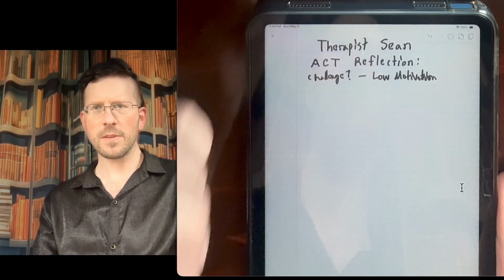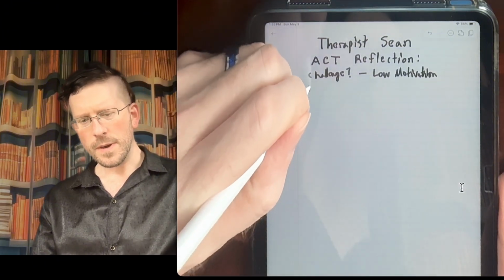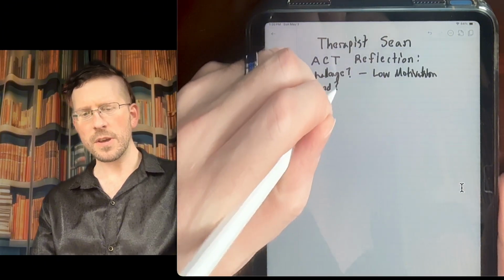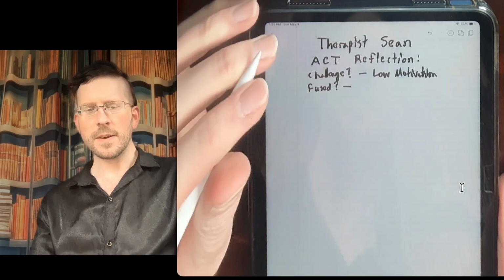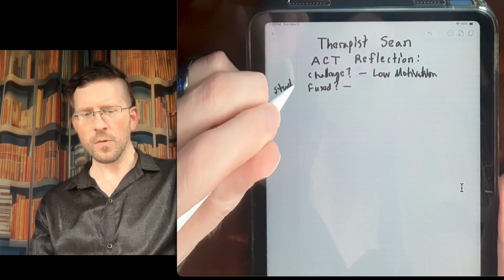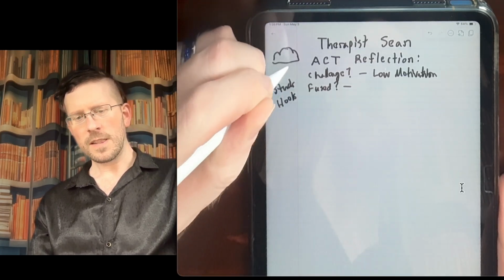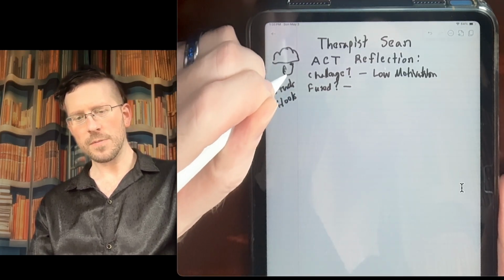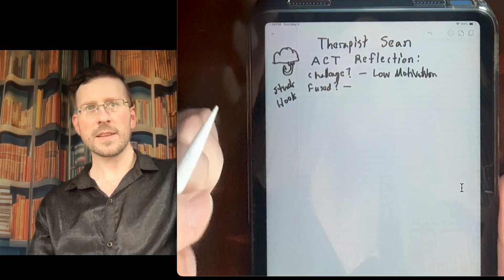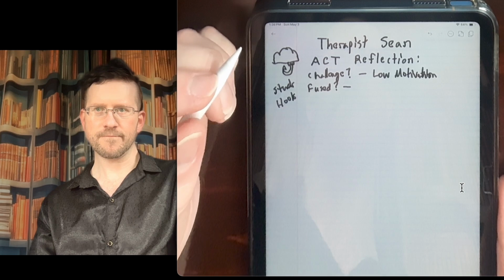You can come up with whatever situation you want on here. And then I'd have you think about how you get fused. In ACT, the fusion would be, how do you get stuck in the thought? Or what thoughts hook you? I often draw a cloud, like the cloud with a hook metaphor. I use this a lot. And so what gets your mind stuck on something?